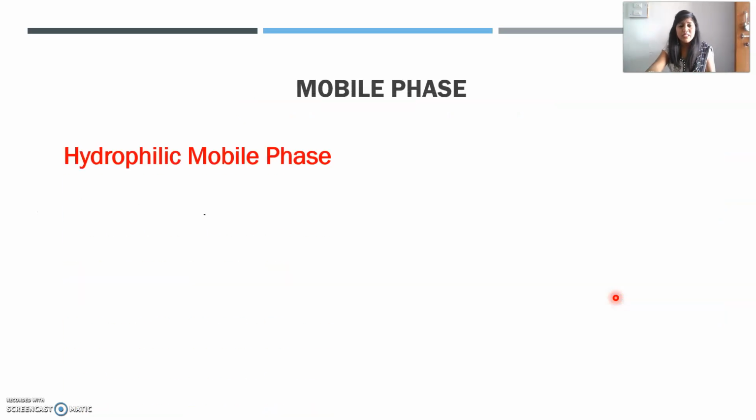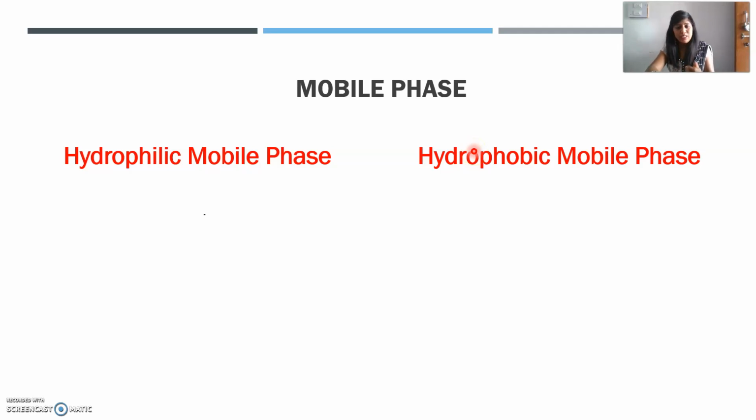Next point of instrumentation is the mobile phase. Now here the mobile phase plays the most important role. Pure solvents, or you can call it a mixture of various solvents, can be utilized as a mobile phase.